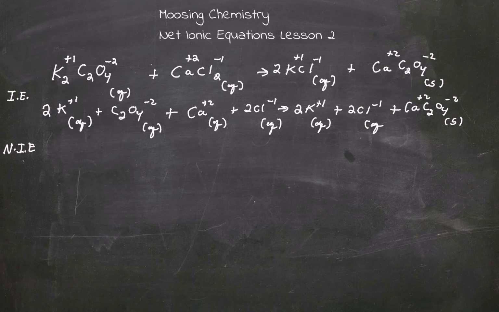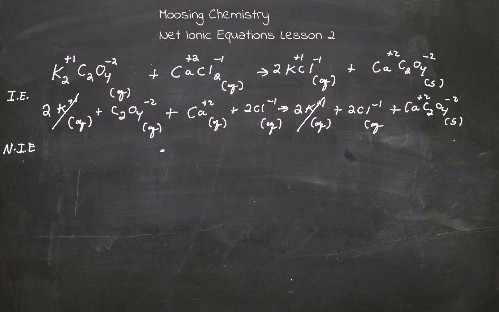So remember that spectator ions are ions that are on the reactant side and the product side. They don't change the state. If they're aqueous on one side and aqueous on the other side, then they're spectators and we get rid of them. So let's check our potassiums first. Oh, look, potassium's aqueous on both sides, so we're going to get rid of that. That's a spectator. Let's look at our oxalate.